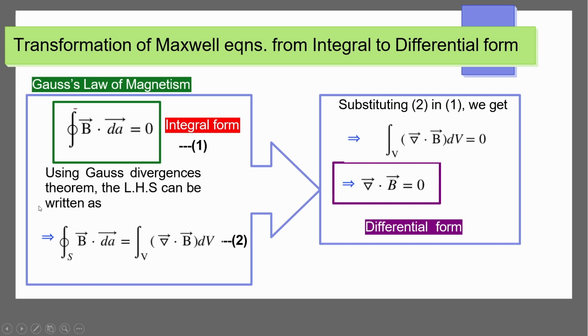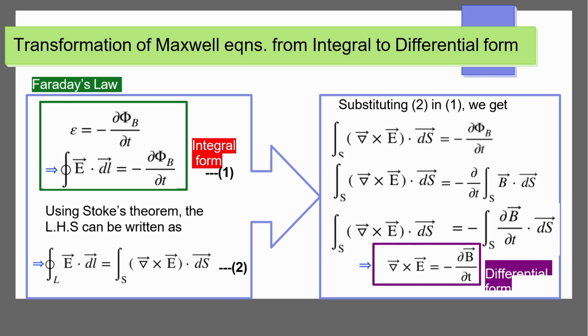And again, we've expressed the closed surface integral as a volume integral, and we've made two equations, equation number 1 and equation number 2. As we substitute the second equation in the first one, we get the integration of the divergence of the magnetic field vector B with respect to V, the volume, is equal to 0. So basically the divergence of the magnetic field is 0, and this is the differential form of Gauss's law of magnetism.